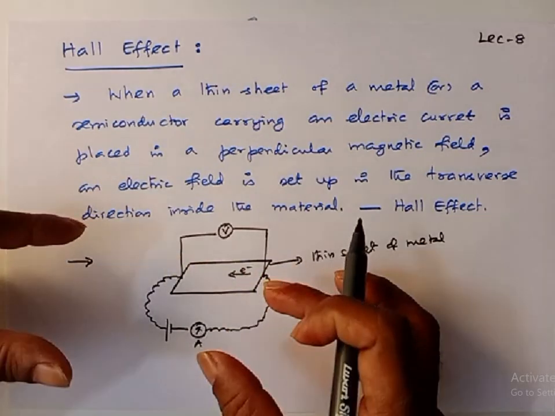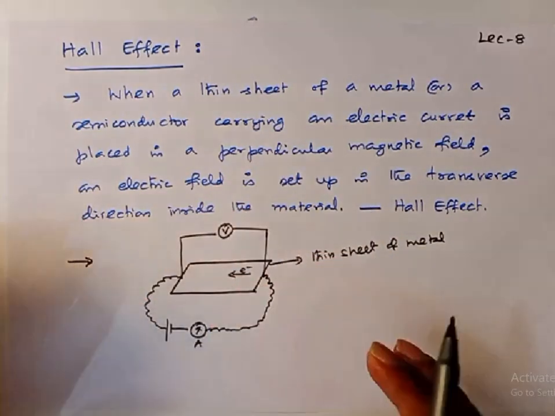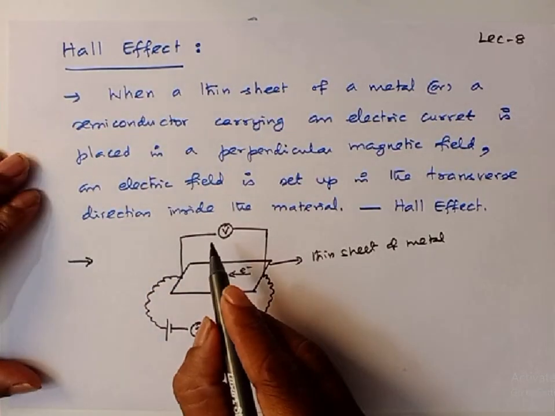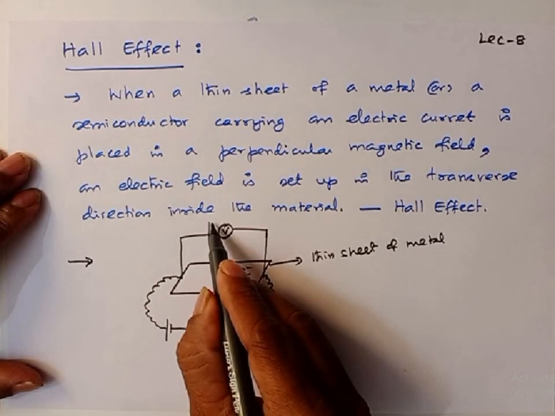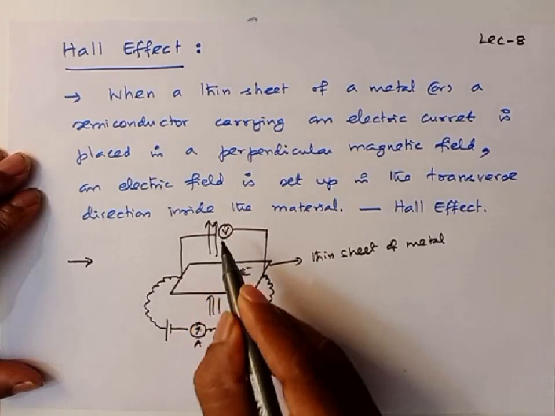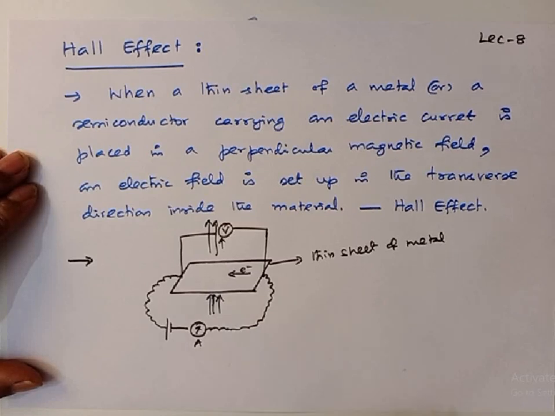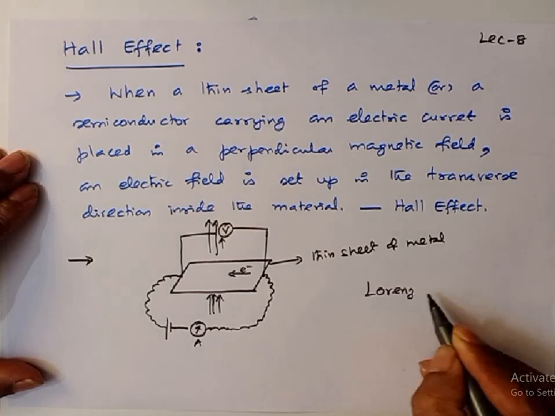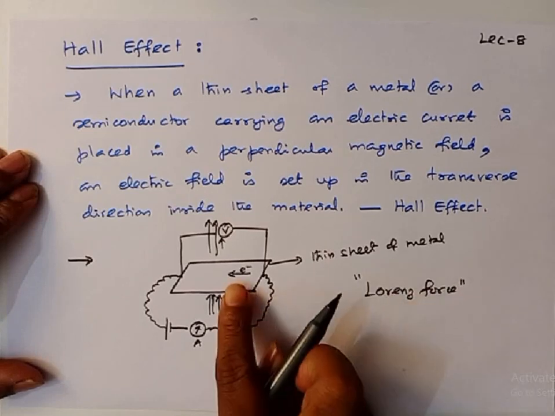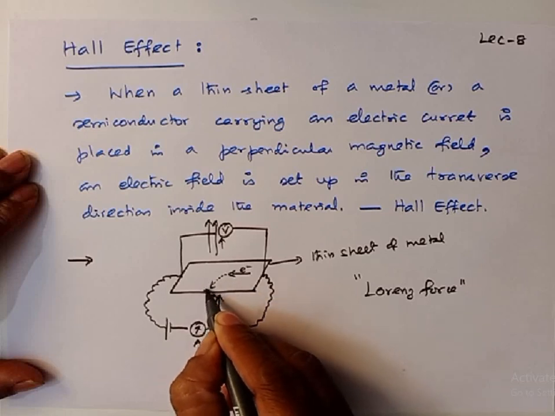Now I'm going to place this conductor in a magnetic field which is perpendicular to the direction of the current. Let me place a magnetic field here. Assume that this is the direction of the magnetic field. When you place a magnetic field perpendicular to the plate, what will happen? Lorentz force will act on the electrons so that the electrons start to turn and get accumulated on this side.